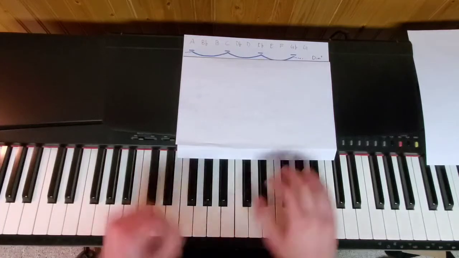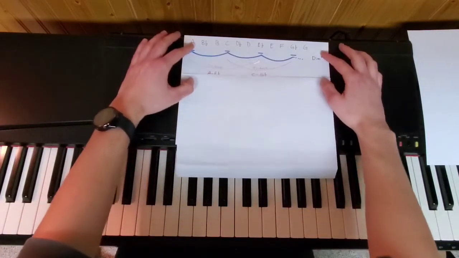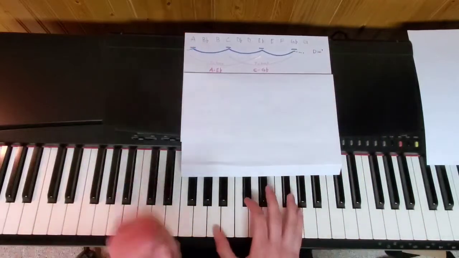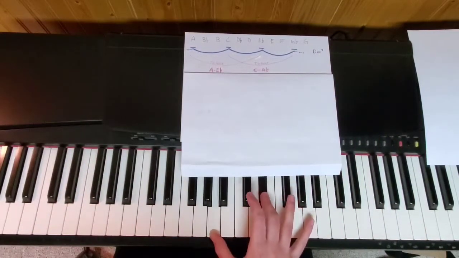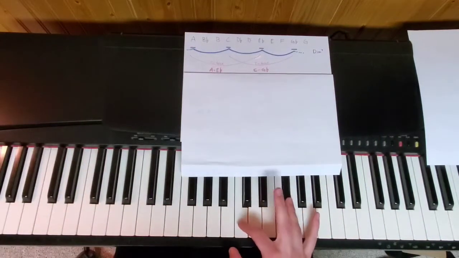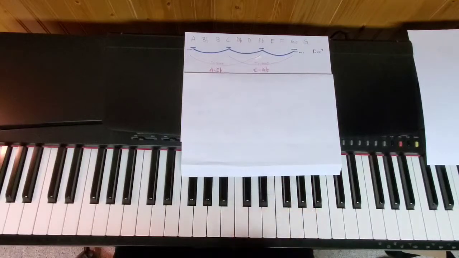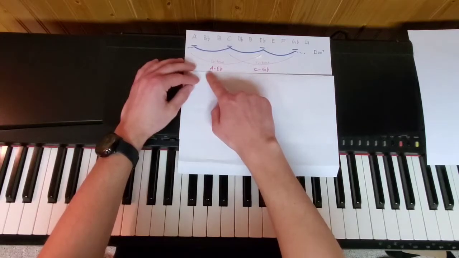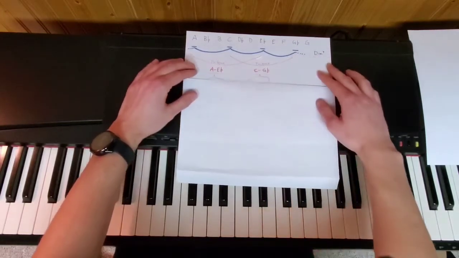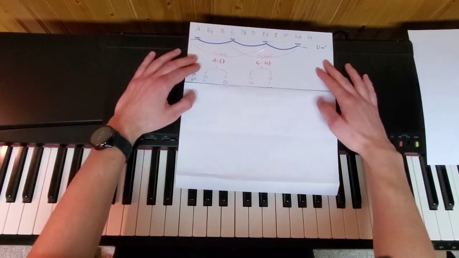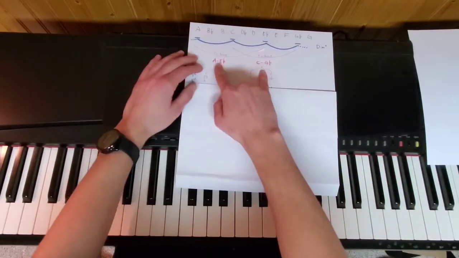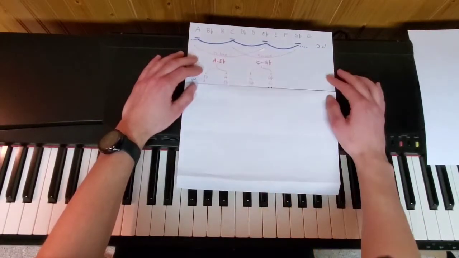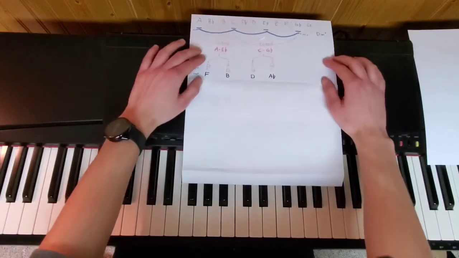Now, in the A diminished seventh, there are 2 tritones. There's A to E flat and C to G flat. And the cool thing about tritones is that each note in the tritone can act as either a third or a seventh for a dominant seventh chord. So that means that these 2 tritones, which I would call the parents, give us 4 children dominant seventh chords.